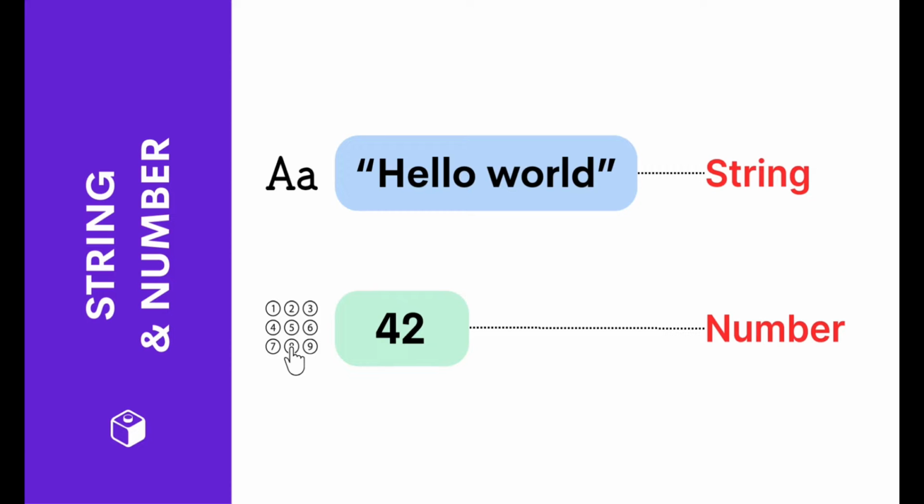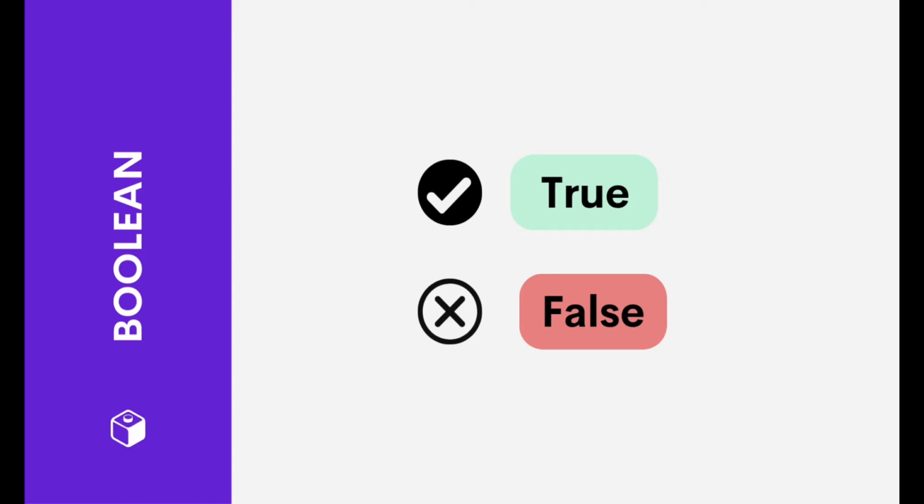A number, as it refers, is a numerical value, like the age 42. A Boolean represents a logical entity and can have two values, true or false.